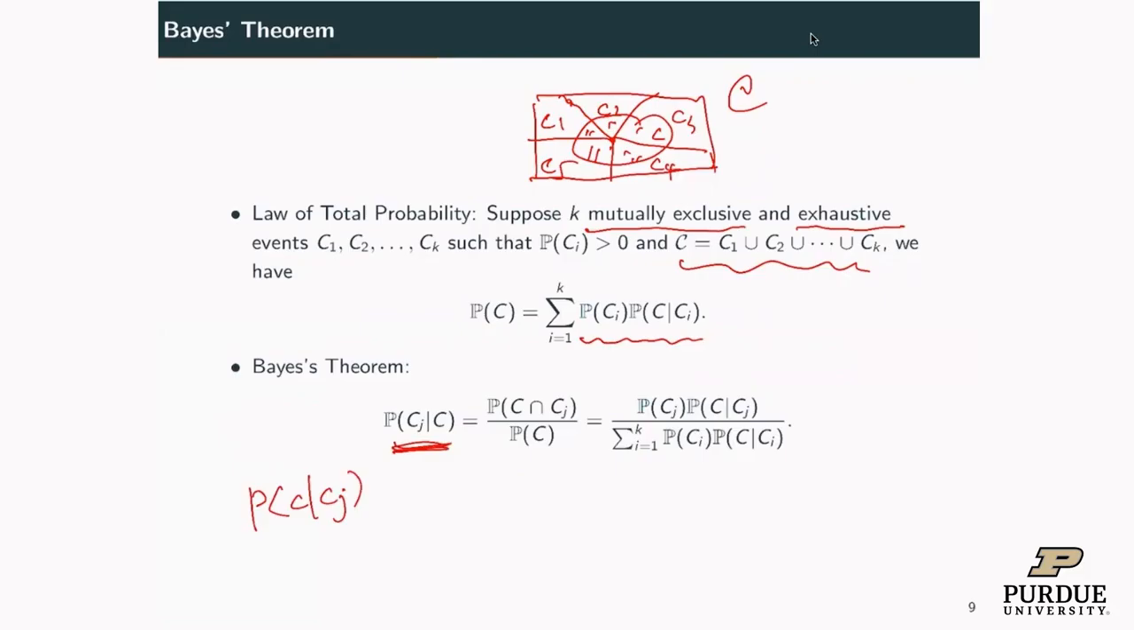Now, by definition, the numerator is the probability of C intersection Cj, divided by the probability of C. For the denominator, we use the law of total probability. For the numerator, by the definition and multiplication rule, it is the probability of Cj times the probability of C given Cj. So this is the Bayes theorem.